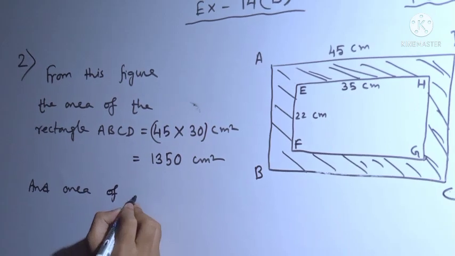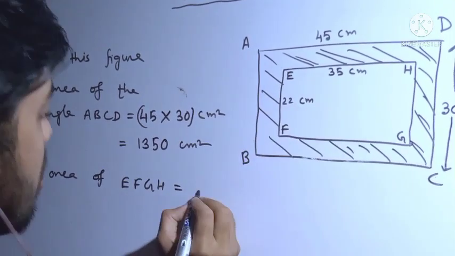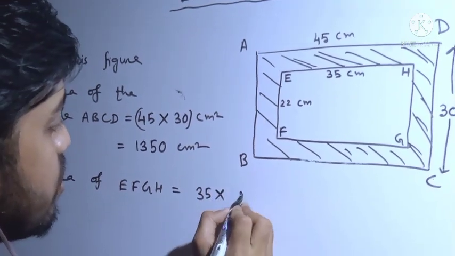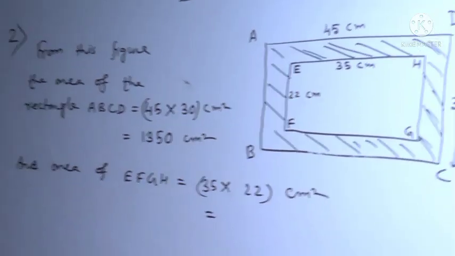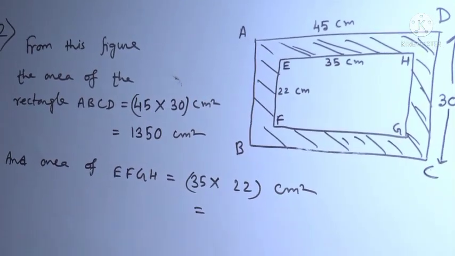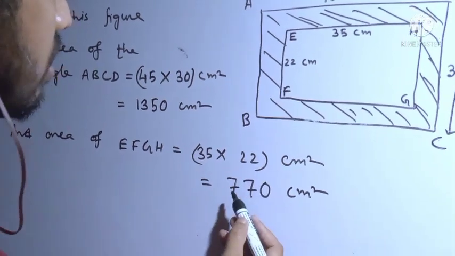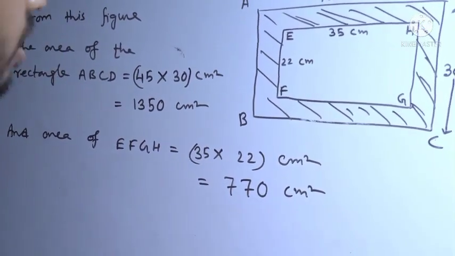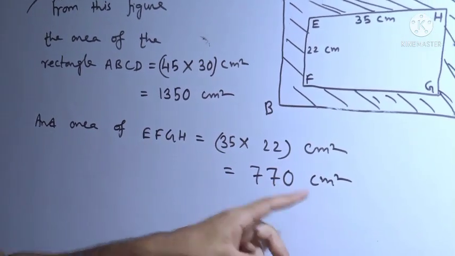Now also we have to find the area of this photograph, that means the area of this small rectangle, and the area of EFGH equal to, length is 35 and breadth is 22 centimeter square. So after multiplication we will get 770 centimeter square. Okay, so the area of the rectangle EFGH is 770 centimeter square.